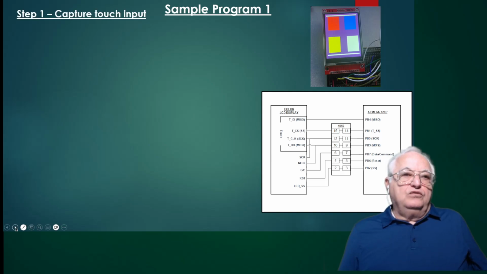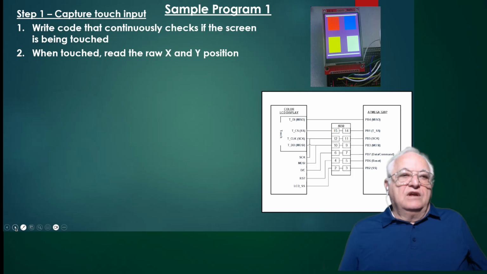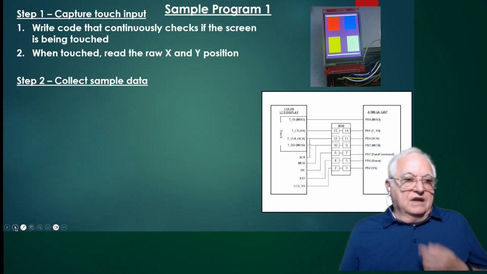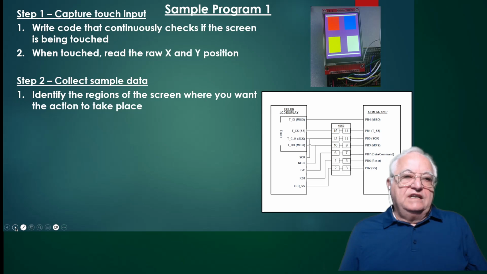So first, we're going to capture the touch input. Write code that continuously checks if the screen has been touched. When touched, read the X and Y position. Step 2, collect the sample data. Identify the region of the screen where you want the collection to take place.